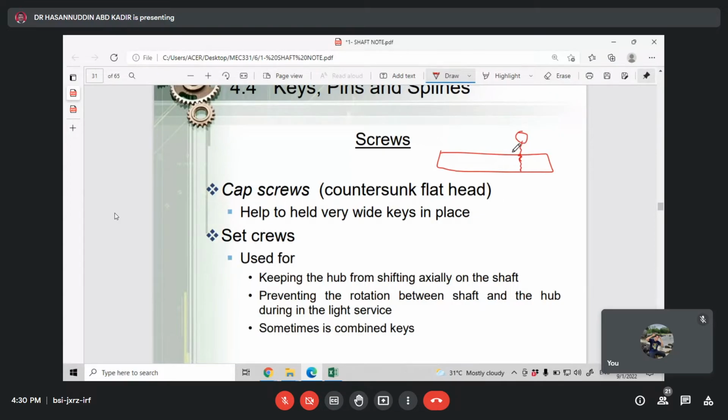Tapi bukan screw biasa. Ini heavy duty punya. Kita panggil cap screw, because it helps to hold very wide keys in place. So ni heavy duty punya condition untuk lock. Selalunya kamu akan nampak juga ni, kamu akan nampak dia akan lock.